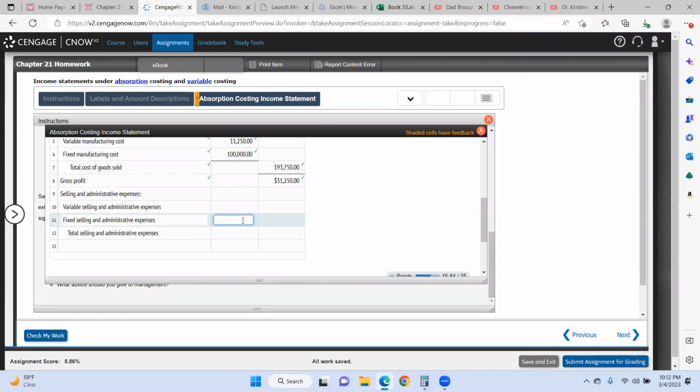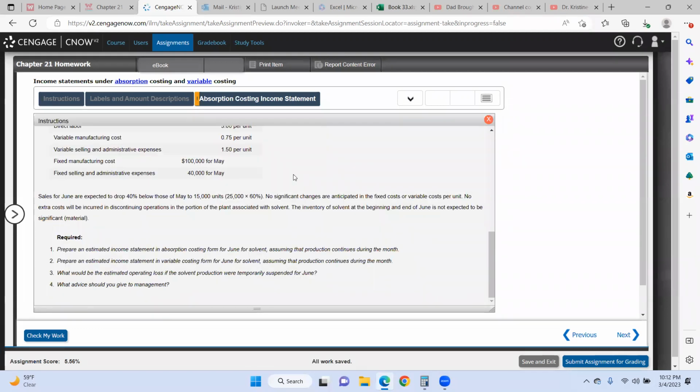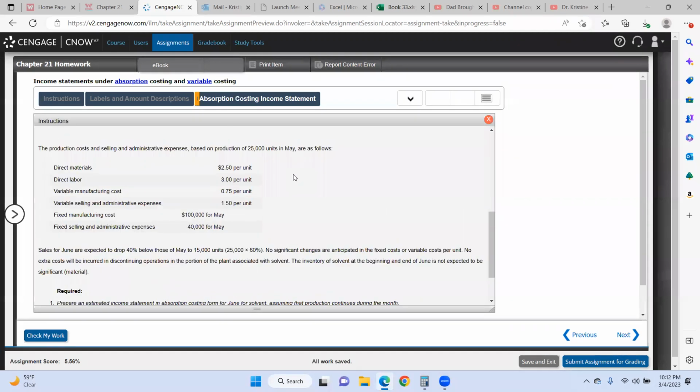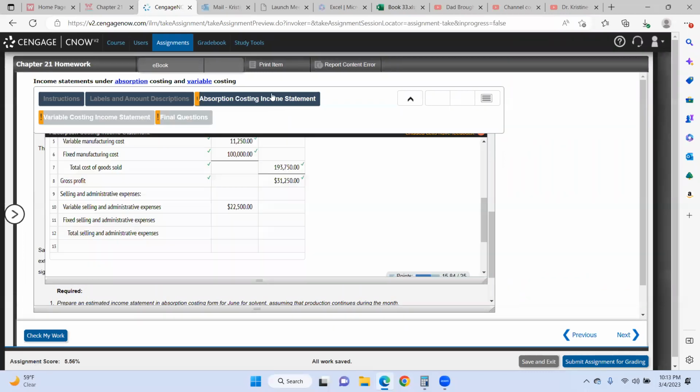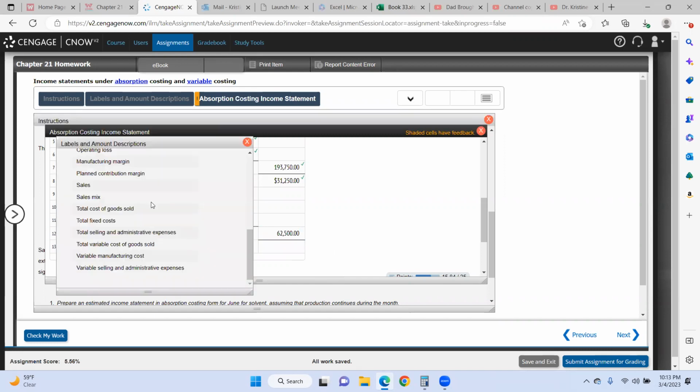Okay, my fixed selling and admin. It's not my fixed, it's this one right here. Okay, 22,500, and we're going to look at the instructions. Fixed manufacturing cost are 100,000. Fixed selling is 40,000. Add the two together, I got 62,500. And you can see we're going to have a loss.